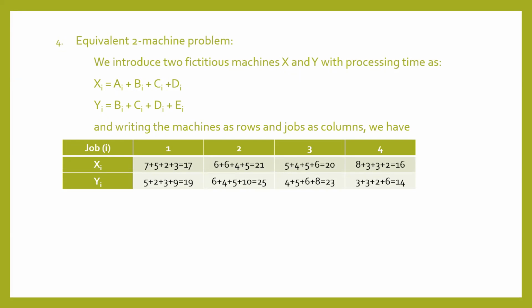So we have the first value as 17, where we are adding the values of A, B, C, and D. We are not including E to get the value for X. Then for the second machine, it is 6 plus 6 plus 4 plus 5, and so on. For the second machine, that is for Y, we ignore the first machine and make use of the values of B, C, D, and E. Add it up and get the processing time for the fictitious machine Y. Any doubts here?